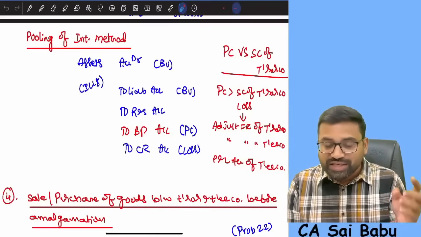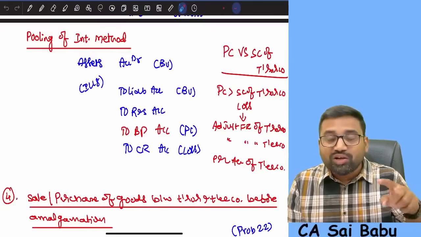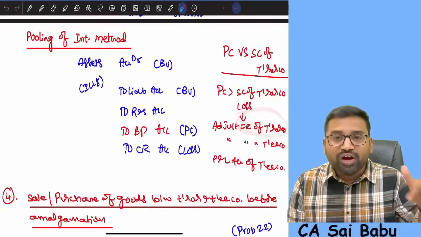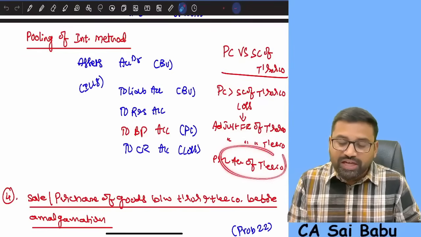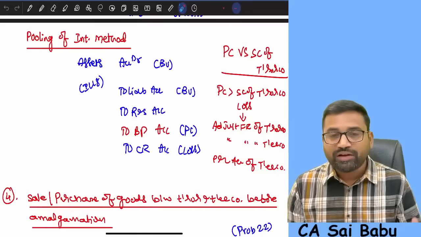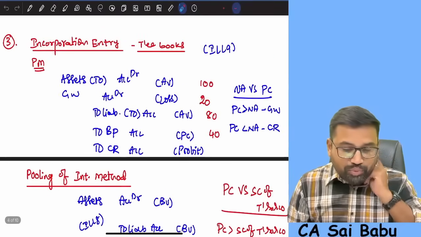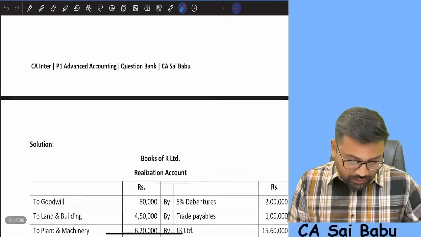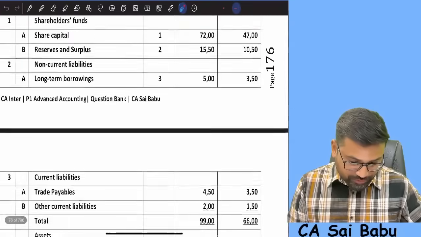Now, AS 14 says, if there is a loss in case of the pooling of interest method, that loss is first adjusted against the free reserves of the transfer company. If not available, then against the free reserves of the transferee company. If that is also not available, then it will be debited to the P&L account of the transferee company. So this is one of the most important adjustments. We will see some questions relating to this.